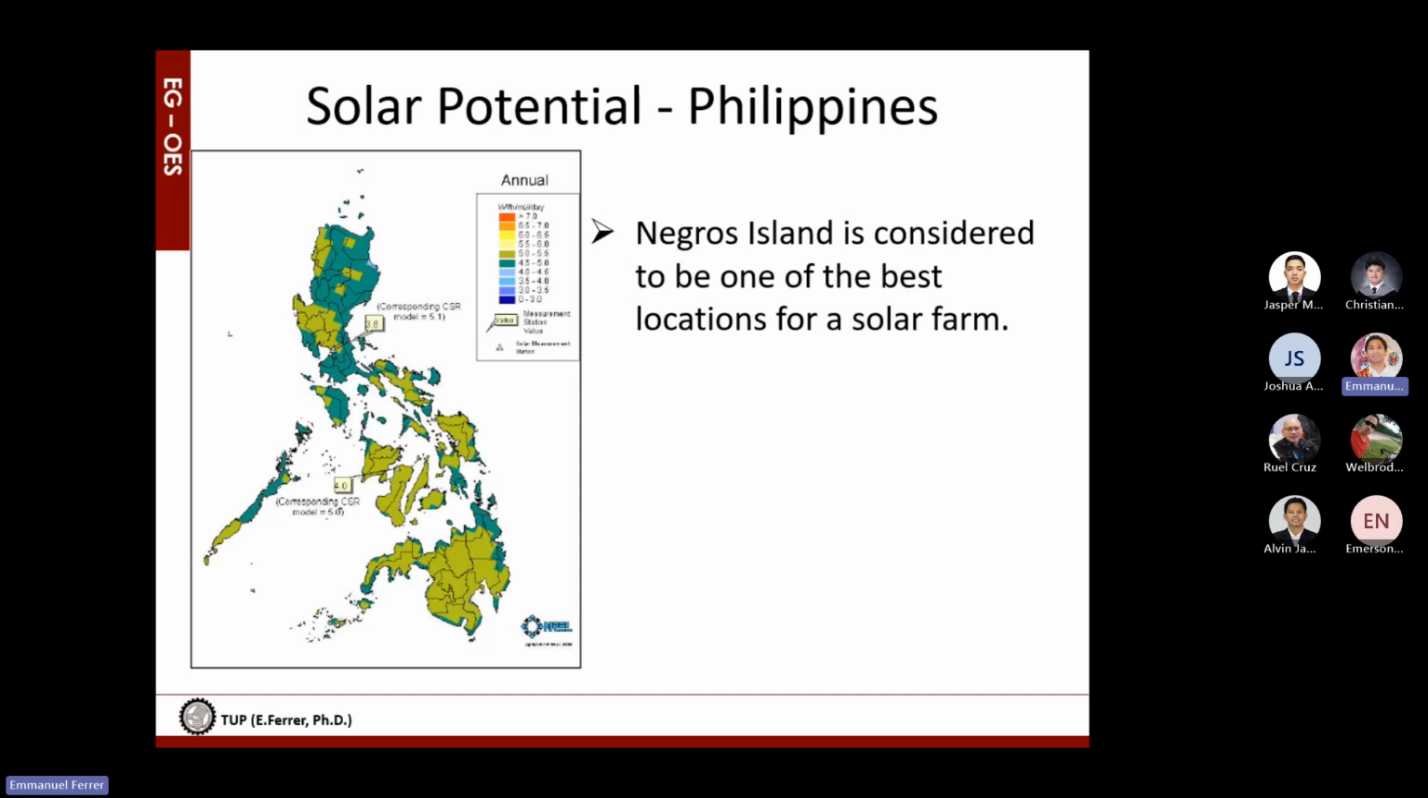So, ito yung kanilang map for solar potential. And see here, sa atin yung mga highest natin is on the range of 6 to 6.5 or 6 to 7 kilowatt hour per meter squared. I think this is per day, no? So, kilowatt hour per meter squared per day. Yun yung solar potential. So, around 6 to 7.